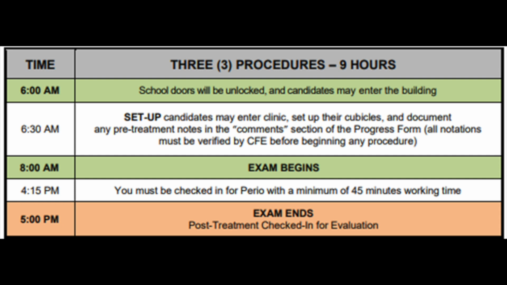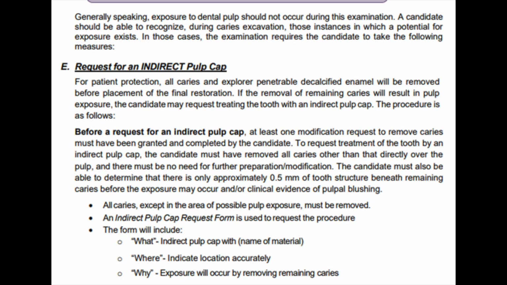What is also extremely important is to read up on the indirect pulp cap and the direct pulp cap requests and directions. Although it is uncommon, I've heard of people failing, not recognizing the need for indirect pulp caps, or also not requesting a direct pulp cap when they have a pulpal exposure. Keep in mind that you can only ask for an indirect pulp cap or direct pulp cap after you have had a mod request approved.